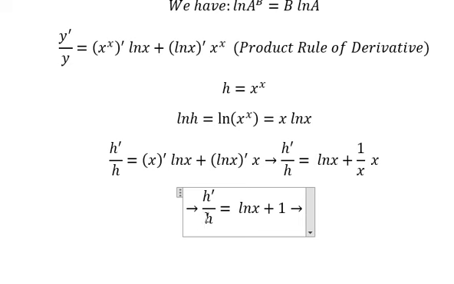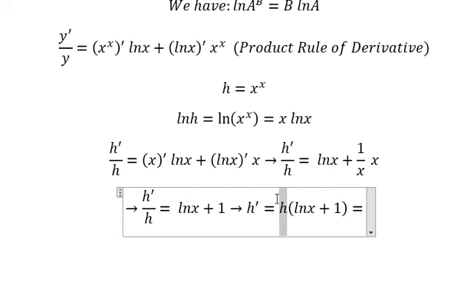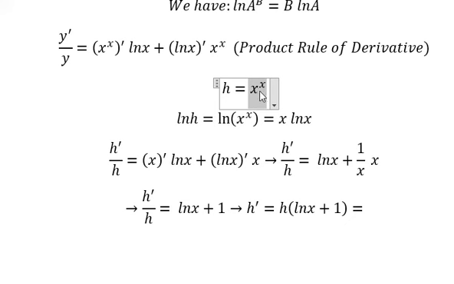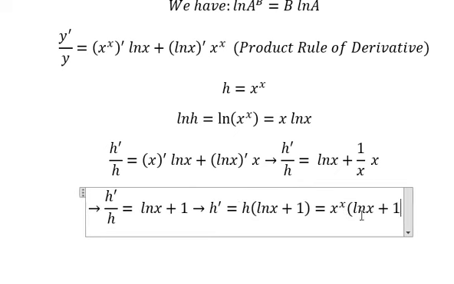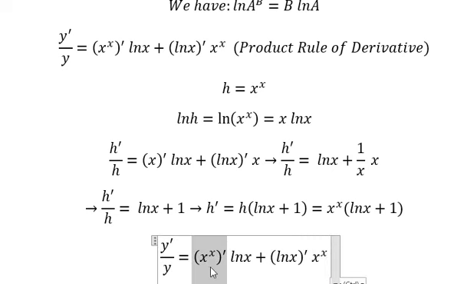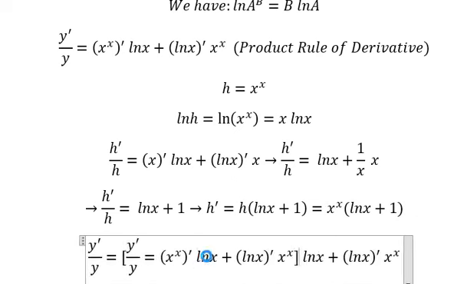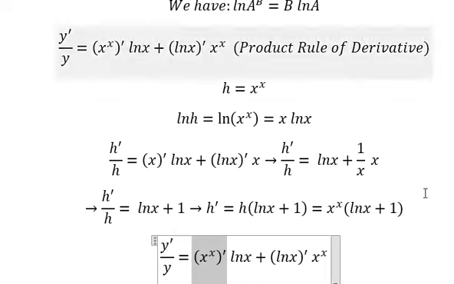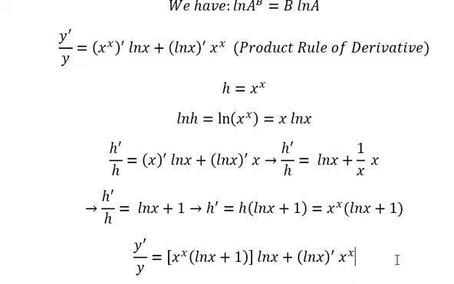Next, we put h go to the right. And we know that h is s to the power of s. So we go back in here. So first derivative of this one is this one. Next, first derivative of ln s, we have 1 over s.